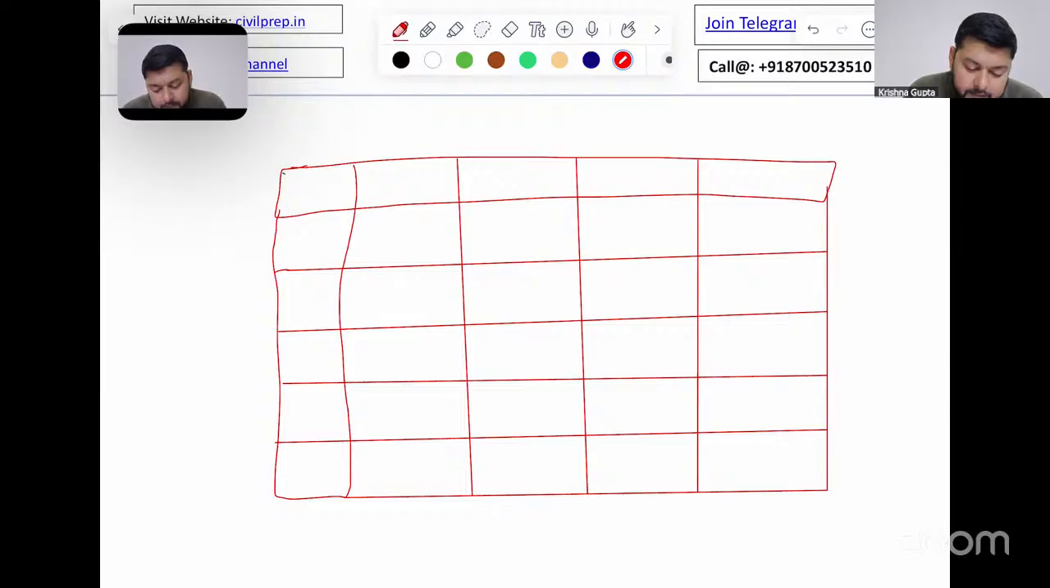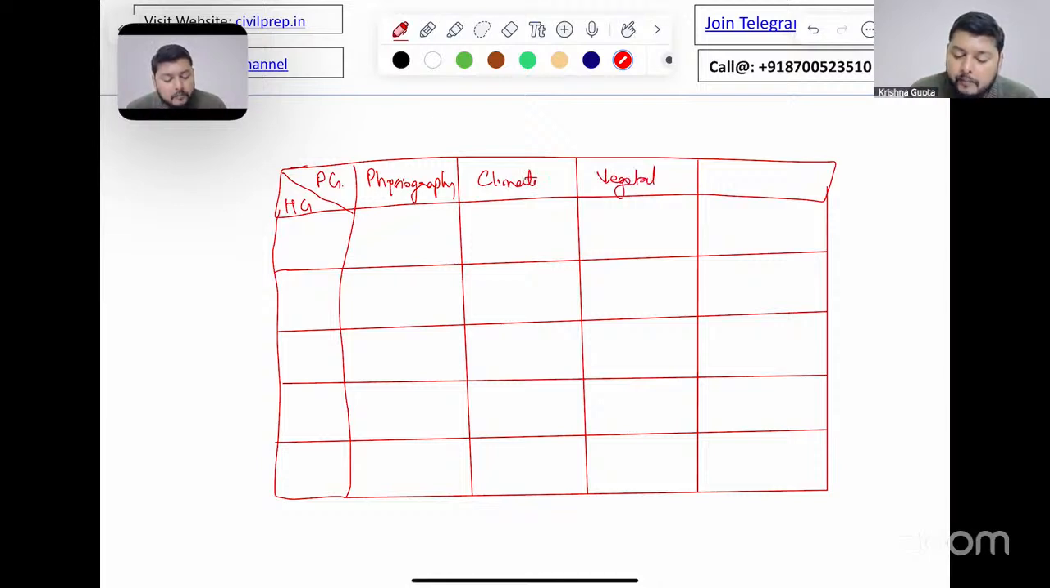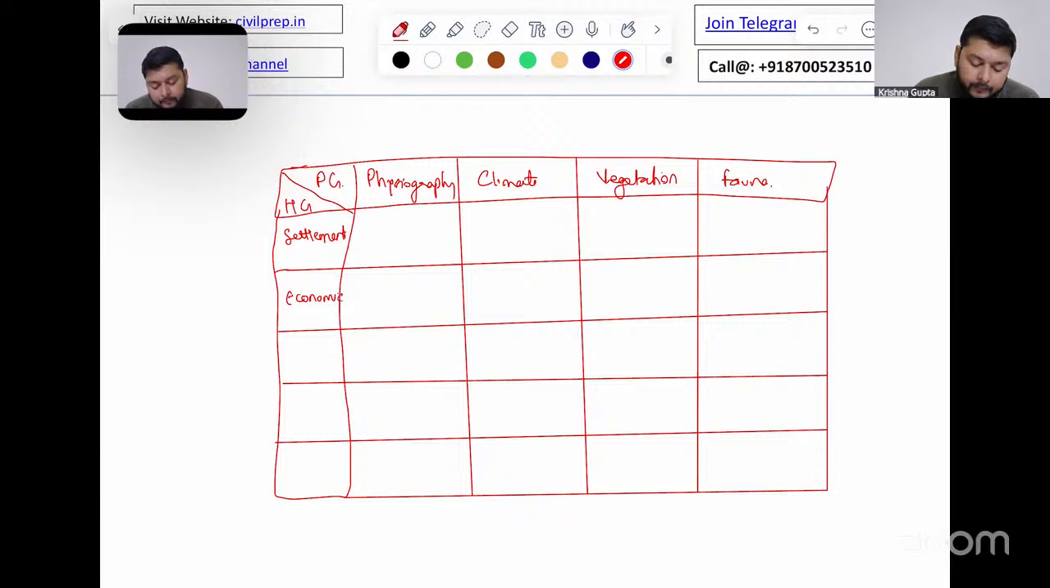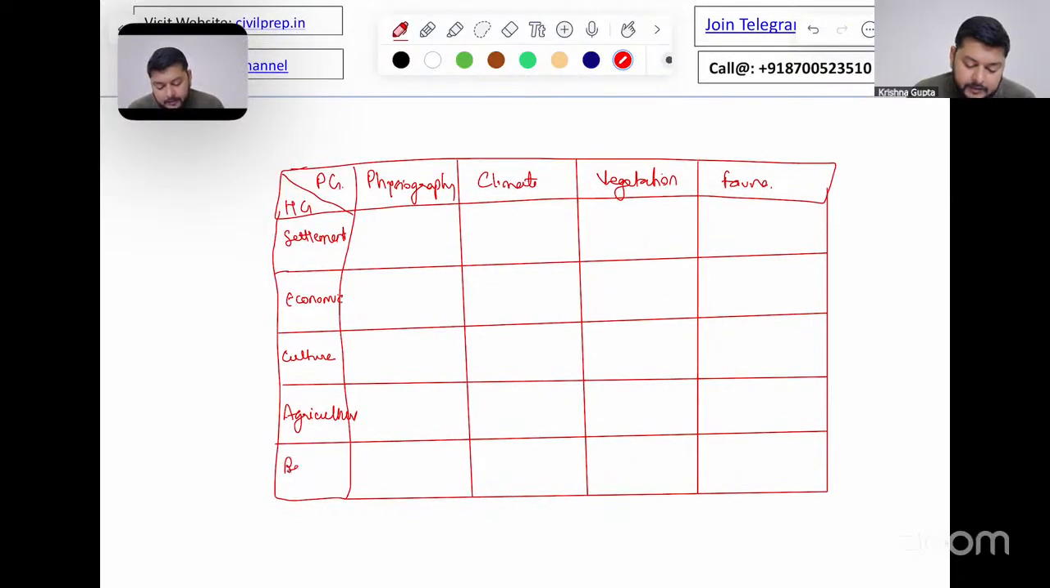Now here we will see that we have certain aspects which are part of physical geography and human geography. For example, the physiography, climate, vegetation, then fauna, which is also part of physical geography. Then under human geography, we have certain types of settlement, economic activities, culture, agriculture pattern, and belief system. So we see that these things vary in different regions.